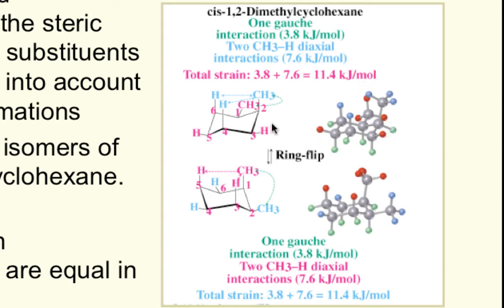Now, if this undergoes a ring flip, the CH3 group that was axial is now equatorial. The one that was equatorial is now axial, and we'll see it's the exact same amount of energy. There's no difference. We still have one gauche interaction at 3.8 and two CH3 hydrogen diaxial interactions at 7.6 for a total of 11.4.